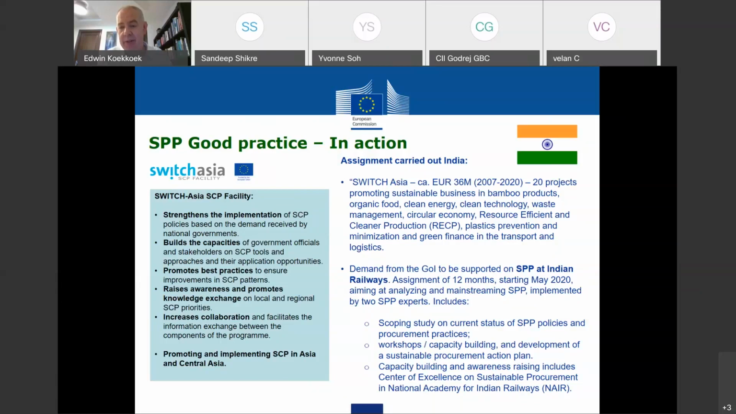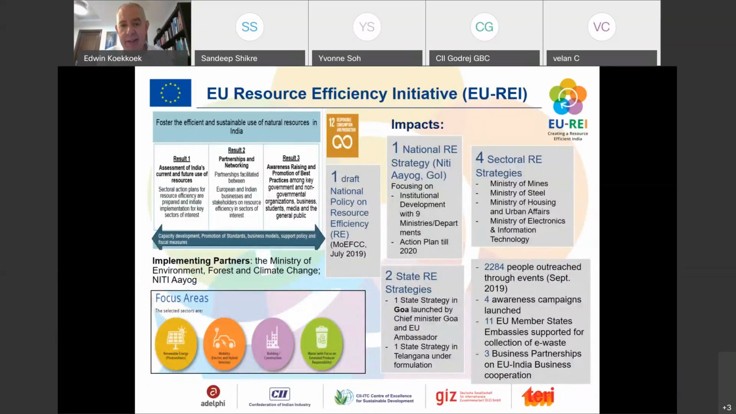And so under this project, two sustainable public procurement experts will work on a scoping study on the current status of SPP policies. There will be workshops and capacity building and the development of a sustainable procurement action plan. The capacity building and the awareness raising includes a Center of Excellence on Sustainable Procurement in the National Academy for Indian Railways.